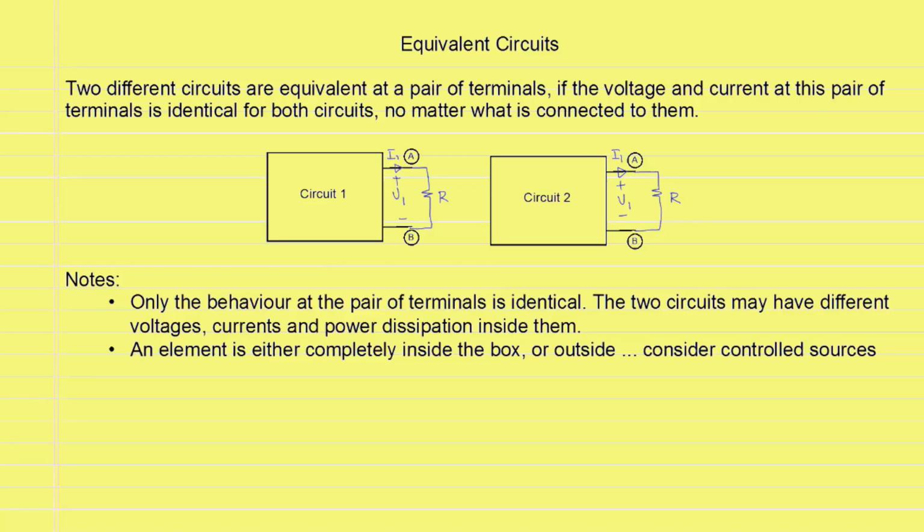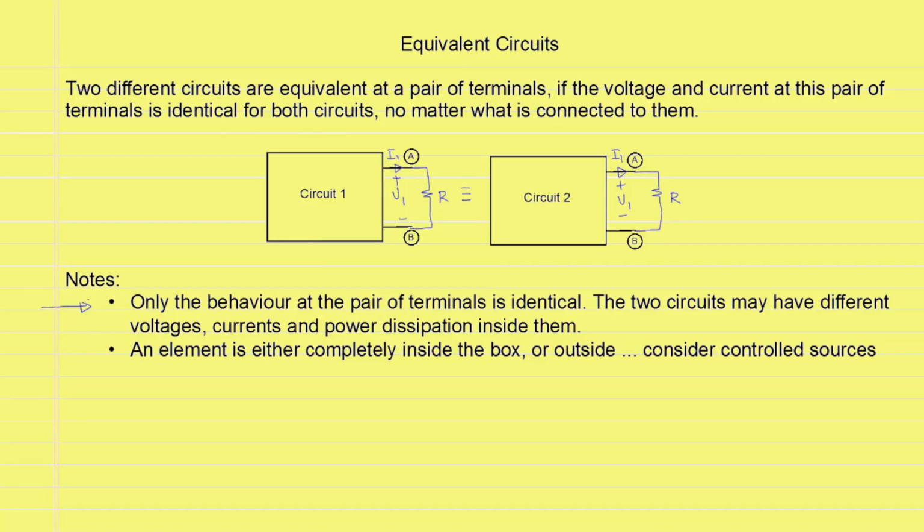If the voltage V1 and I1 is equal, no matter what we connect to the two circuits, we say that circuit 1 is equivalent to circuit 2, and this equivalence is shown by drawing the equivalence symbol between the two circuits, which indicates that the two circuits are not equal, but they are equivalent at the pair of terminals A and B. We will also note some properties of these circuits.